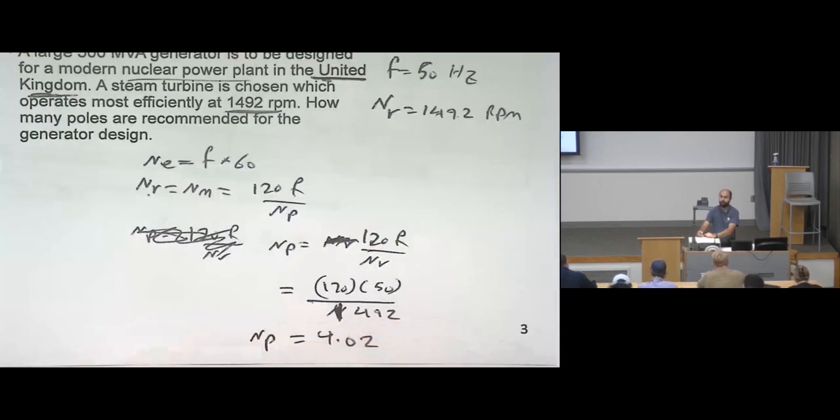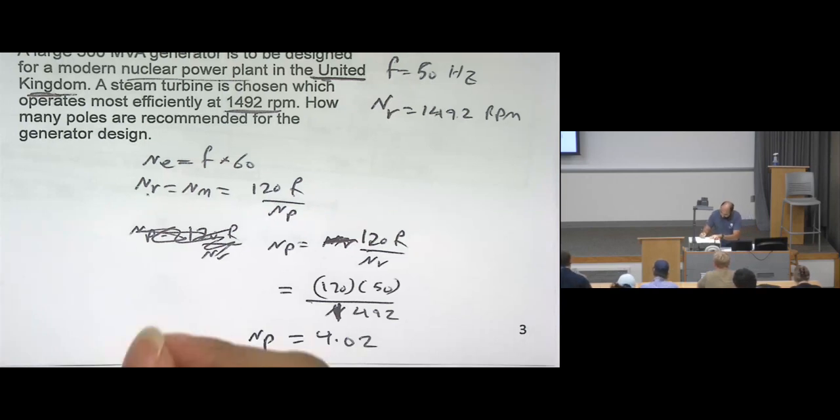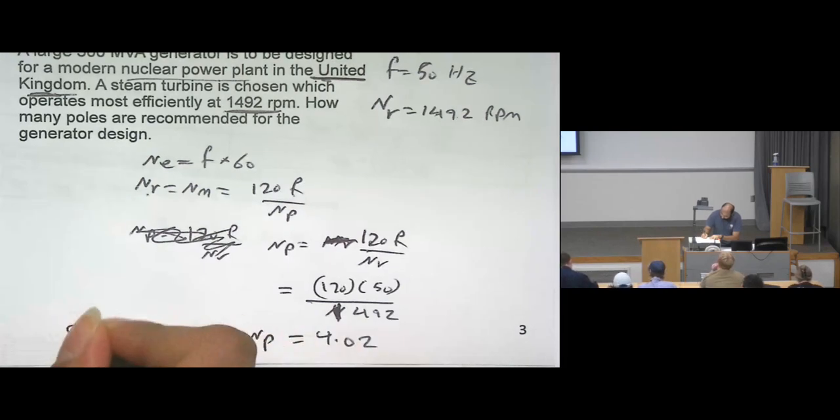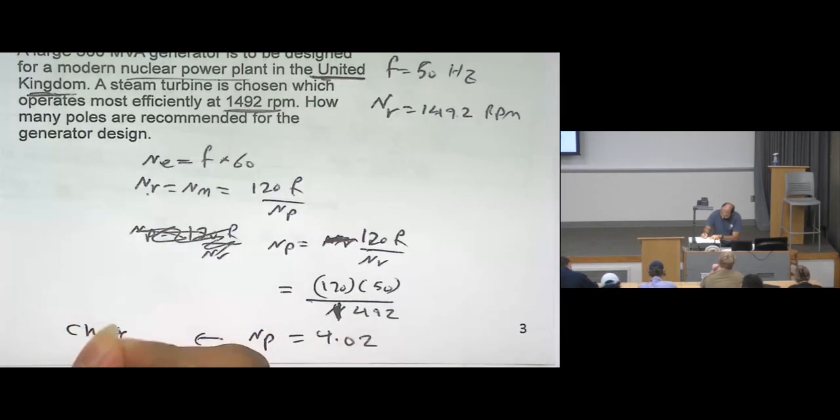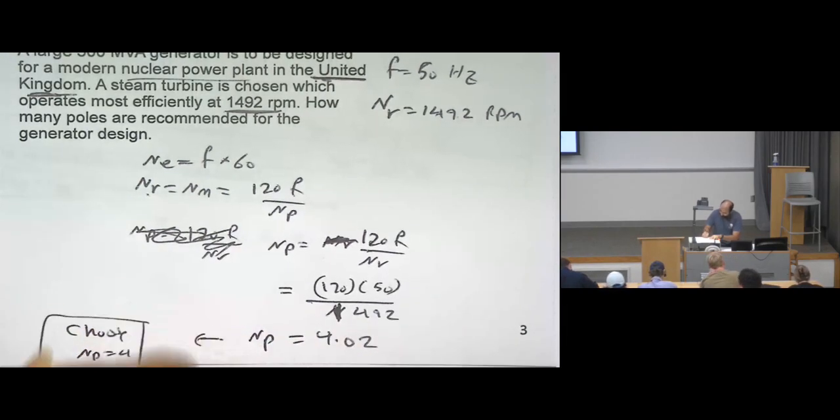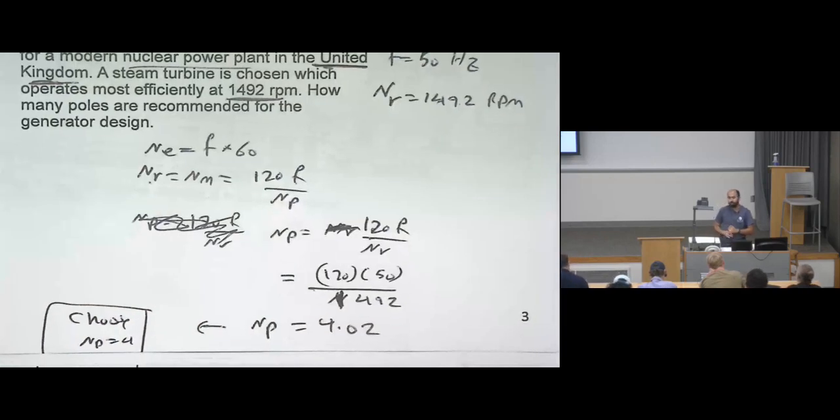But let's think about it. We said the number of poles must be even and an integer. So what should we choose? What's the closest value? 4. Then choose 4. 4 poles. Okay? Clear? Any questions? Okay. Perfect.